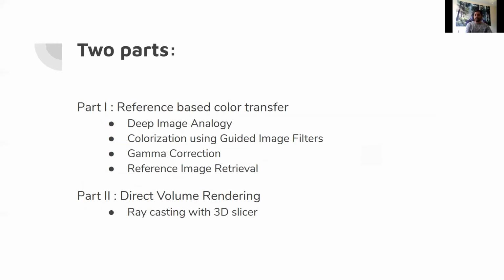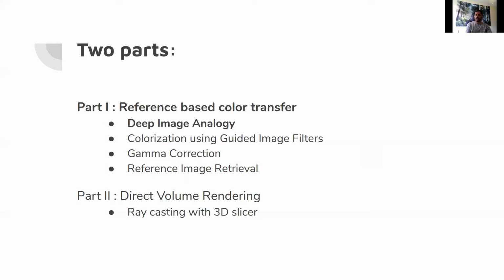The entire process can be divided into two parts. The first one is the reference-based color transfer, and the second part is the direct volume rendering with raycasting. The first part has briefly four components: deep image analogy, colorization using guided image filters, gamma correction, and finally reference image retrieval. And in the second part, we have direct volume rendering. I'll briefly explain what was done on the first part, and then we'll move on to the volume rendering part.